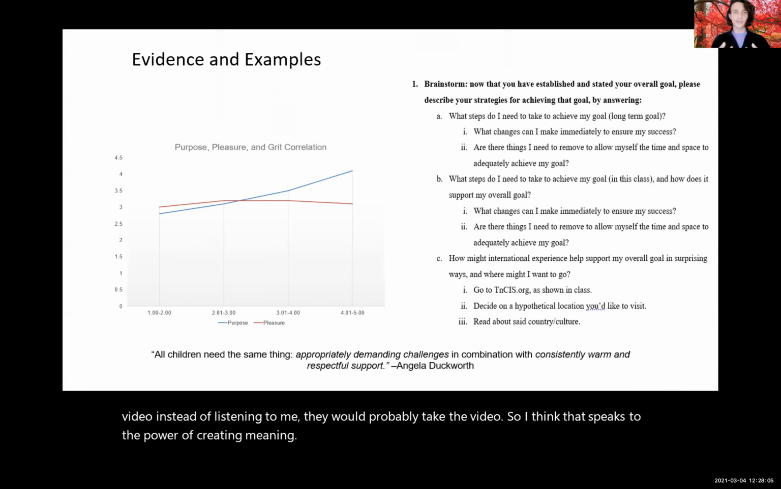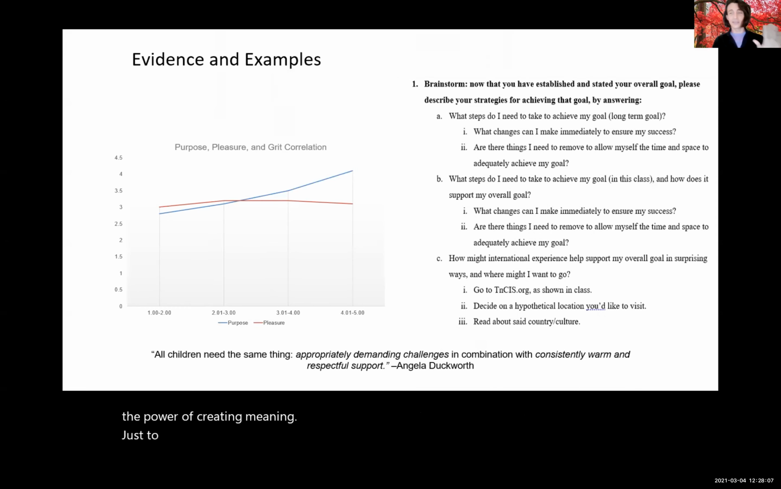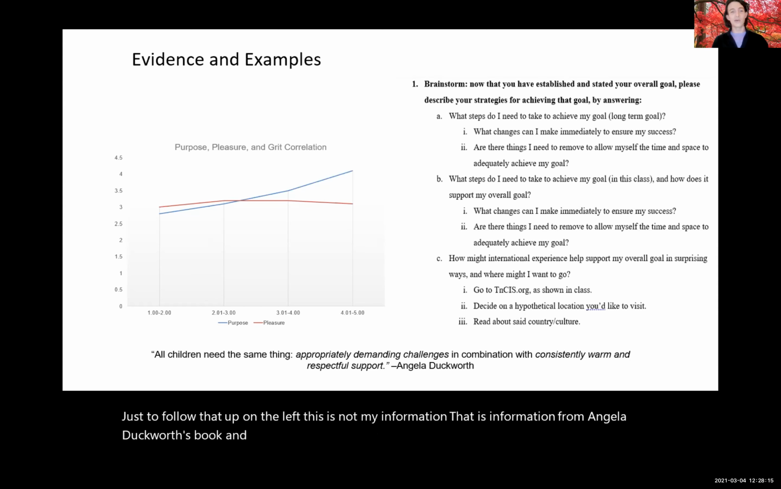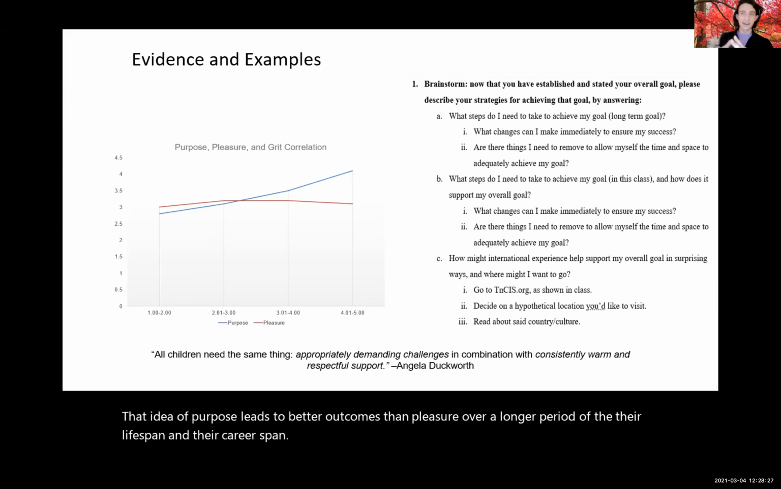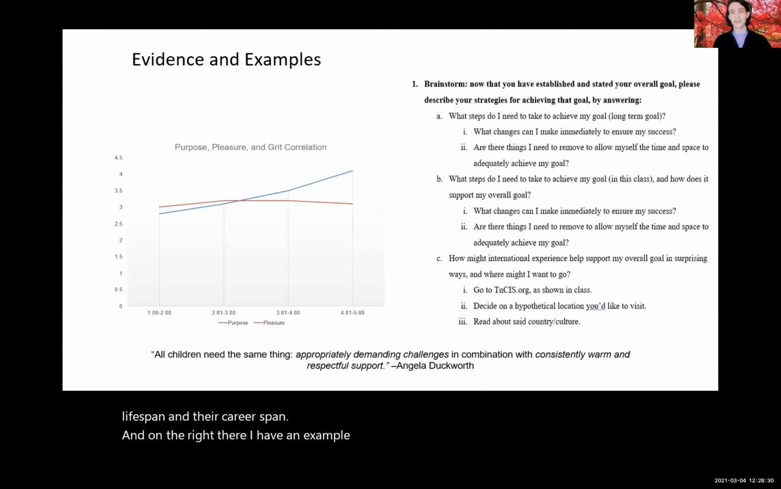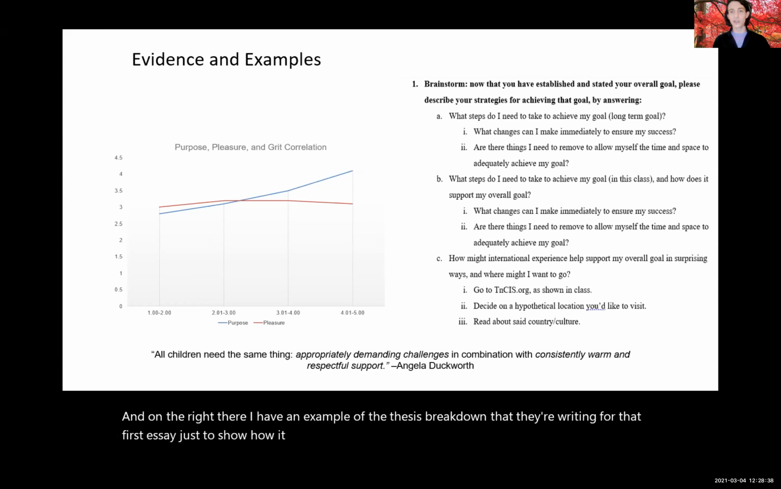And just to follow that up, on the left, this is not my information. That is information from Angela Duckworth's book and company, but it does show how that idea of purpose leads to better outcomes than pleasure over a longer period of their lifespan and their career span. And on the right there, I have an example of the thesis breakdown that they are writing for that first essay, just to show how it does actually come to fruition in a real way, where they're crafting this into real assignments.